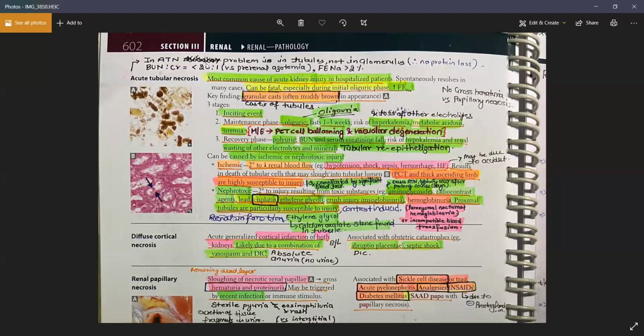BUN creatinine ratio will be less than 20. Excretion of sodium will be increased, more than 2%. Urine sodium will be more than 40, as you already know in intrinsic renal failure. The problem lies in the tubules, not in the glomerulus. If the problem lies in the glomerulus, you will have glomerulonephritis. But in this case, it will be tubular necrosis. So, different things.